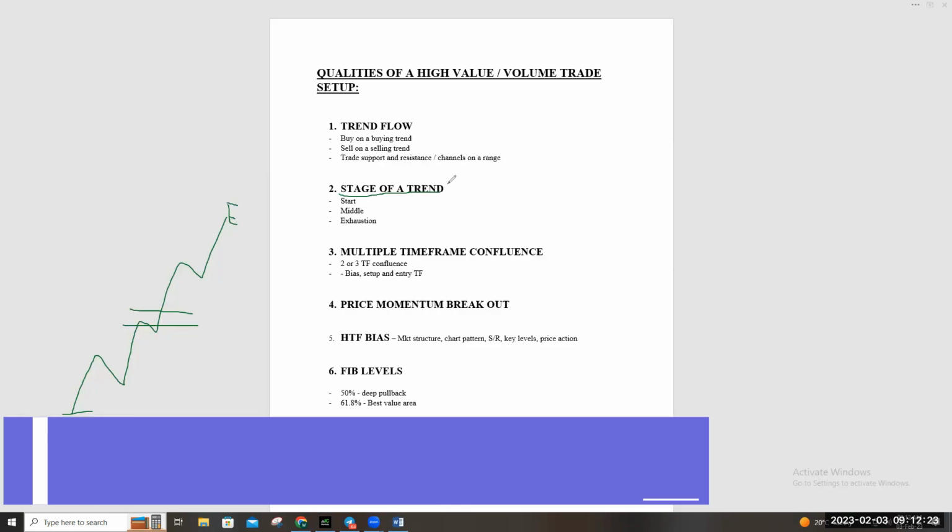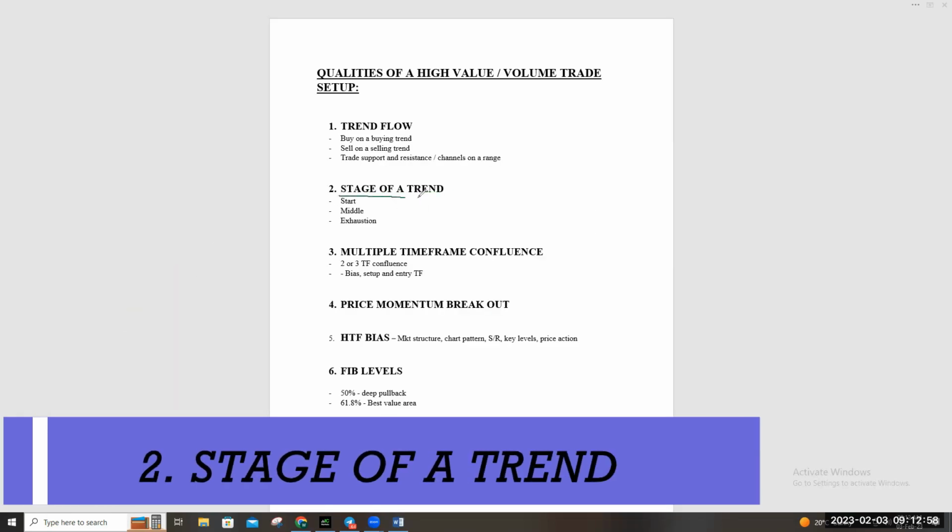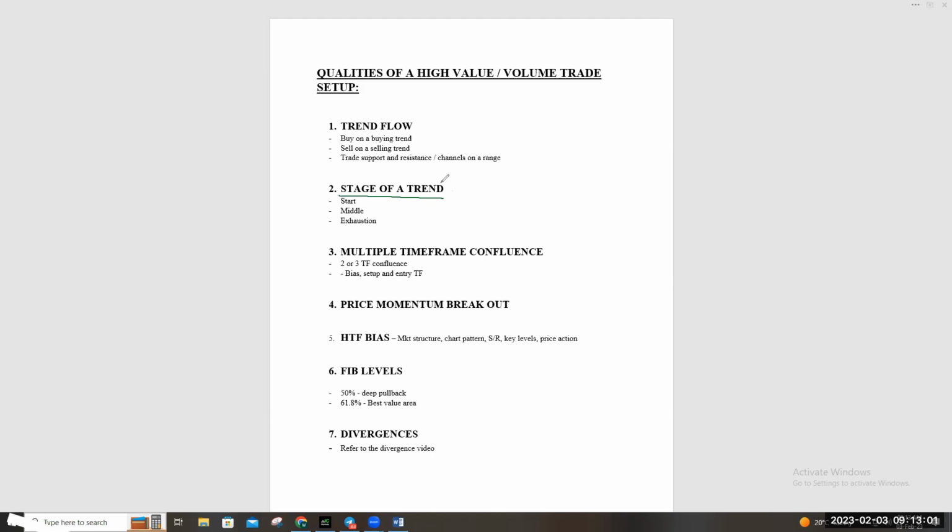Quality number 2 is the stage of a trend. The trend has 3 stages. It has the start, where you have the institutional reversal pattern. Then there is the middle part, and there is the exhaustion, or the end of the trend. Depending on the stage at which you take your trade, it will be of high quality, good quality, or poor quality. If you take your trade at the start, this is the best area because it's of the highest quality. If you're on the buying cycle, take it from the start of the trend.